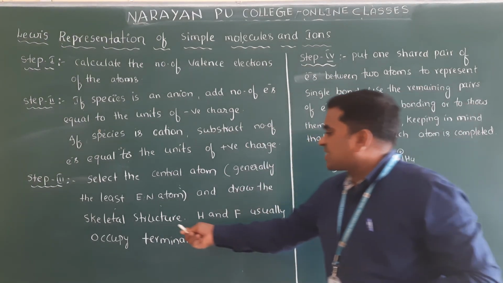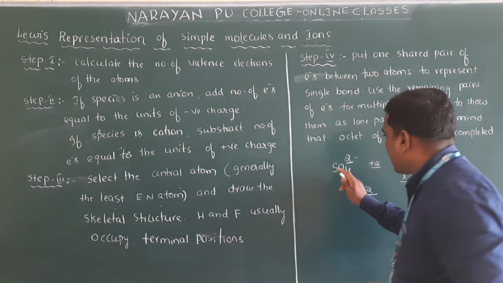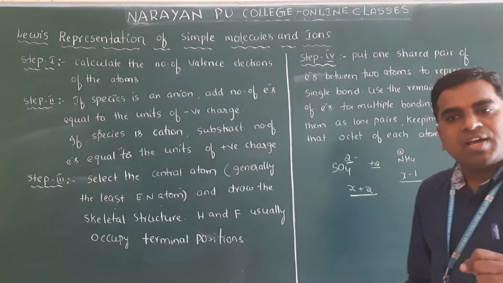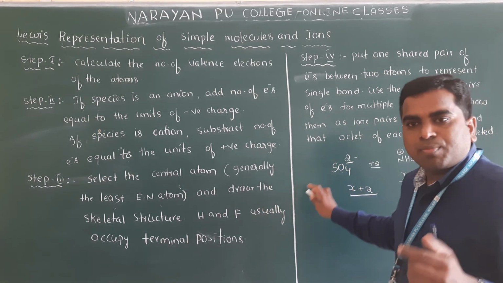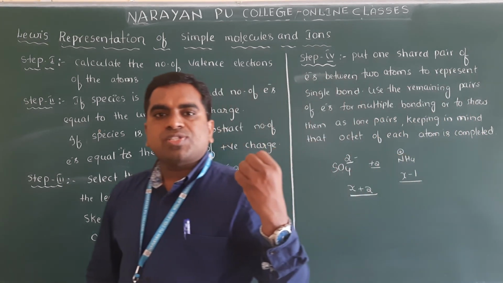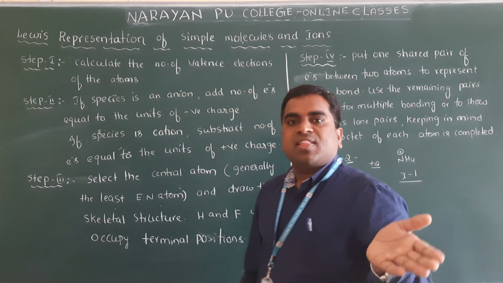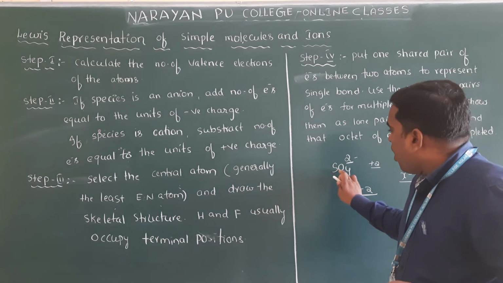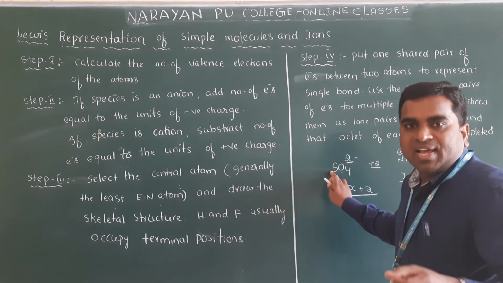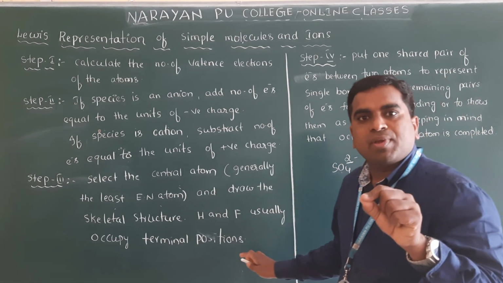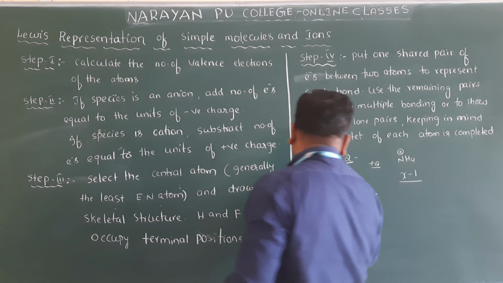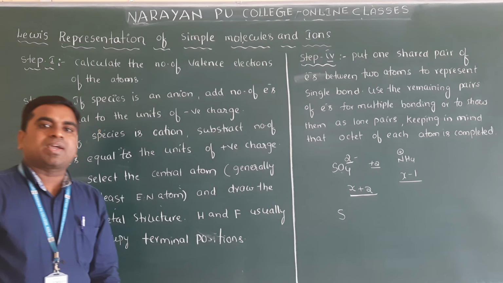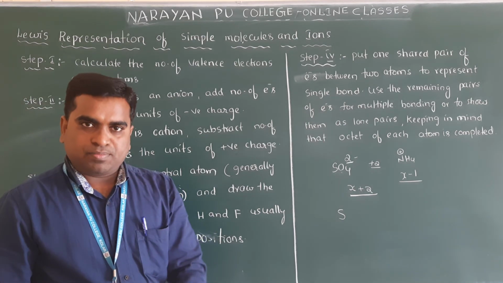And draw the skeletal structure. Suppose they have given SO4, oxygen and sulfur. Which one is more electronegative here? Oxygen is more electronegative than sulfur, because fluorine is the most electronegative element in the periodic table, and the second most electronegative element is oxygen. So oxygen is the most electronegative, and sulfur is less electronegative. So which one should be the central atom here? The least electronegative atom, which is sulfur. So sulfur should be considered as the central atom.